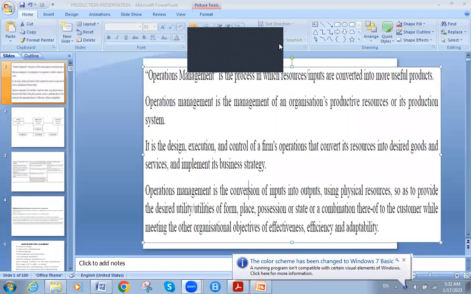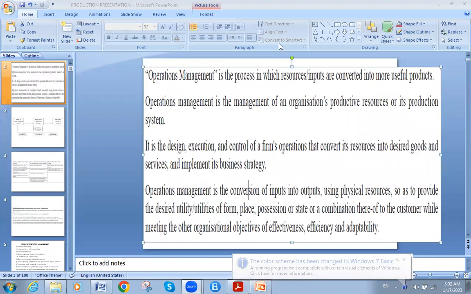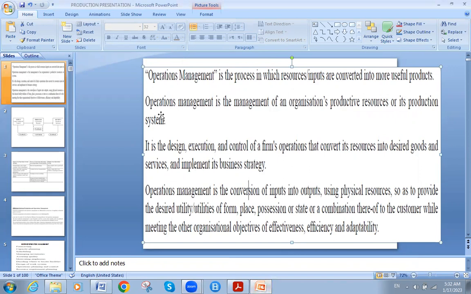In the first part of production management, we'll talk today about the meaning of management, and we'll see some points regarding this. Operation management is the process in which resources or inputs are converted into more useful products or outputs. So it's the function that turns the inputs into the outputs.